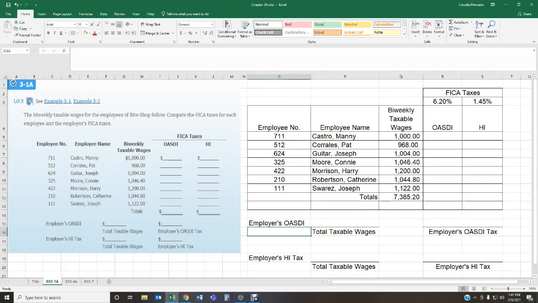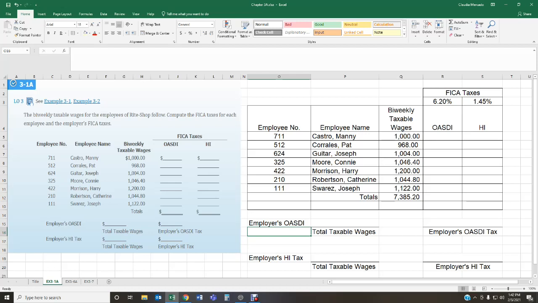The first exercise that I am going to be covering is exercise 3-1A. This problem reads, the biweekly taxable wages for the employees of Right Shop follow. We are being asked to compute the FICA taxes for each employee and the employer's FICA taxes. We are provided with a list of employees, their employee number, their employee name, and their biweekly taxable wages. So we have to calculate the FICA taxes, both OASDI and HI, for the employee, as well as the employer's OASDI tax and employer's HI tax.